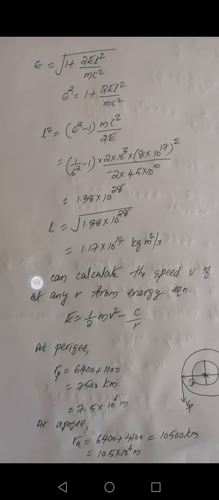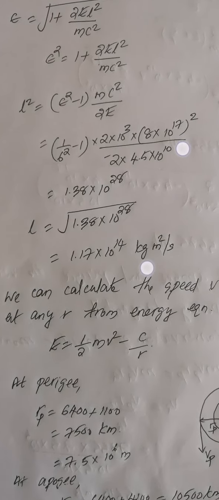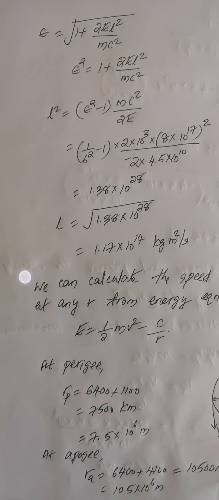Epsilon is 1 by 6, therefore epsilon square is 1 by 6 square, minus 1, into m is 2 into 10 raised to 3, into c is 8 into 10 raised to 17, all square, divided by 2 into E. E is minus 4.5 into 10 raised to 10. On calculating, you will get 1.38 into 10 raised to 28. Taking the square root, you will have L is equal to 1.17 into 10 raised to 14 kilogram meter square per second. That is the angular momentum.